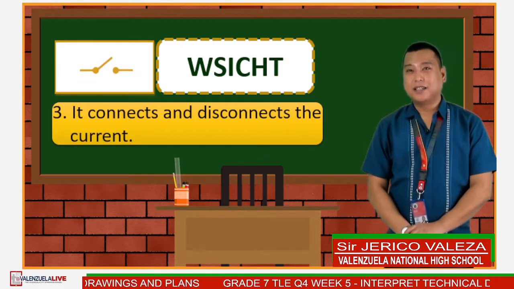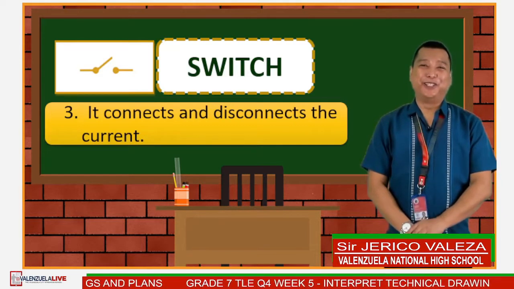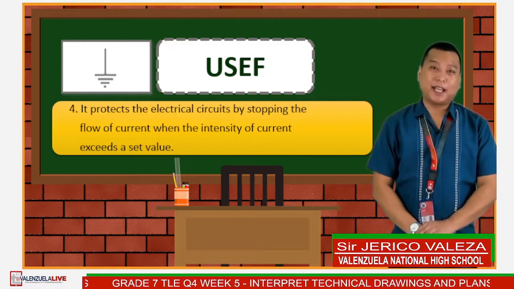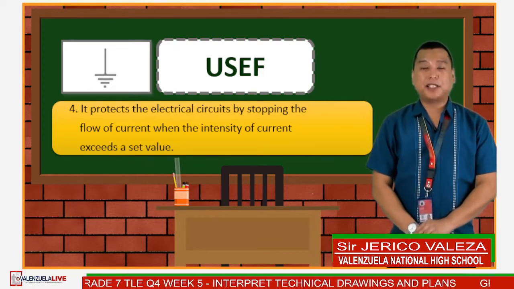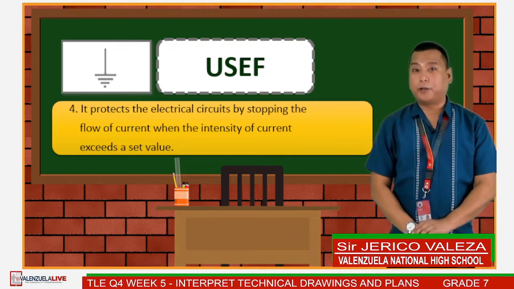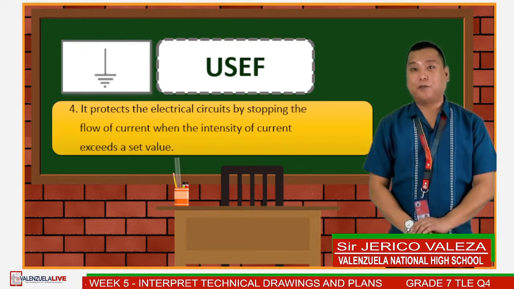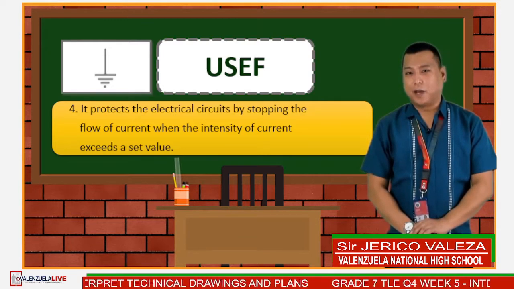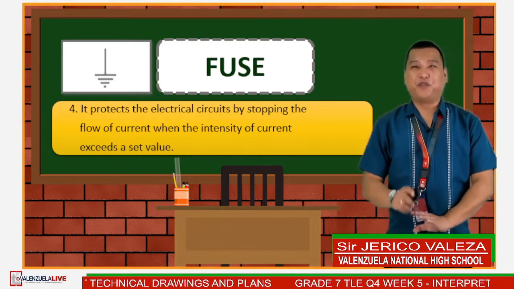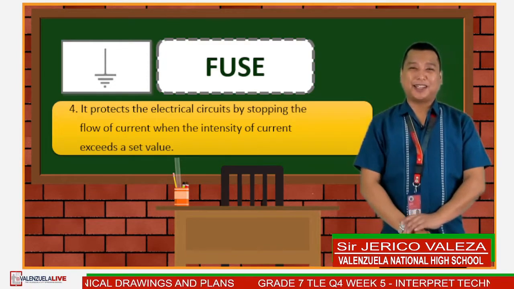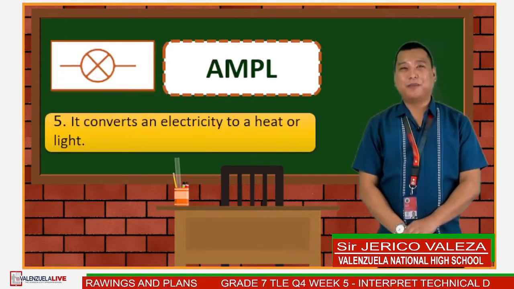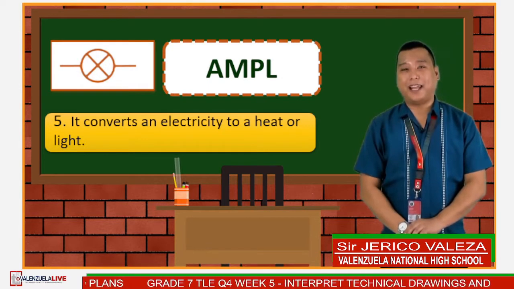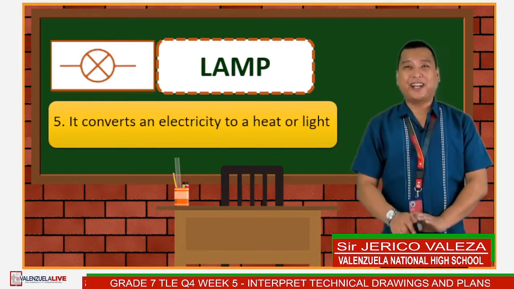Number 3, it connects and disconnects the current. Answer, switch. Very good. Number 4, it protects electrical circuits by stopping the flow of current when the intensity of current exceeds a set value. What is the answer? Fuse. You're doing great. Number 5, it converts electricity to heat or light. Correct. Lamp.